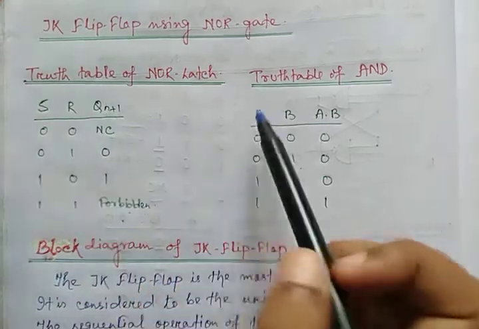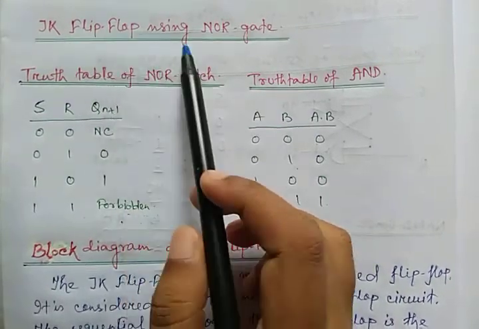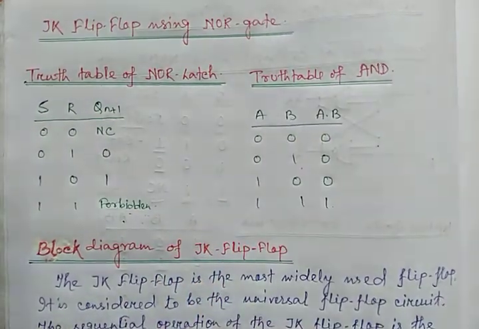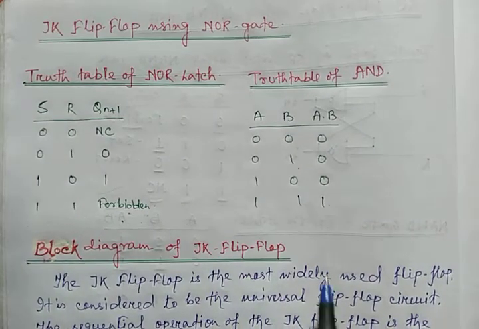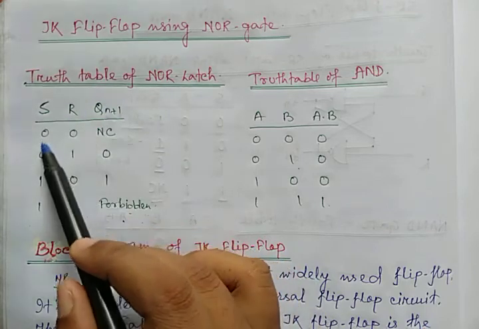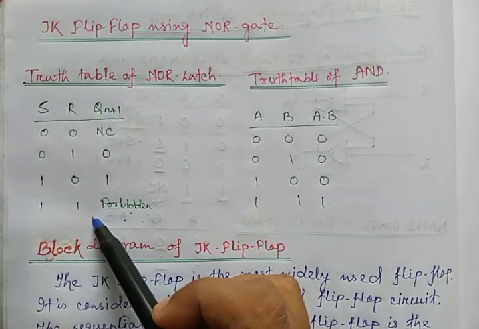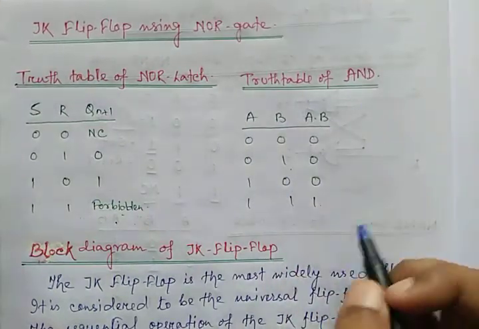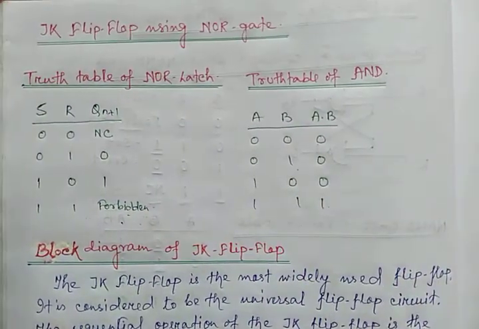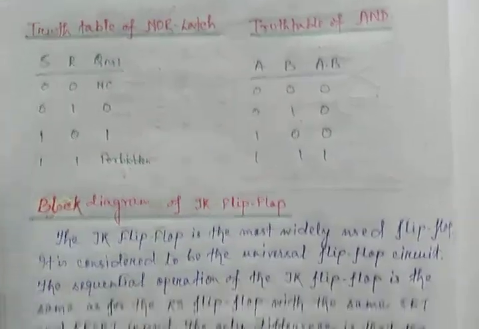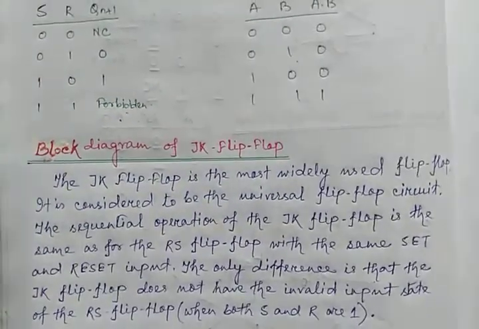Here we are going to learn about JK flip-flop using NOR gate, its circuitry and the truth table. In this circuit we have used one NOR latch, so we must remember this NOR latch. I have already written the truth table of NOR latch and the AND gate. At first we are going to learn about the block diagram, then we will learn about the logic diagram.